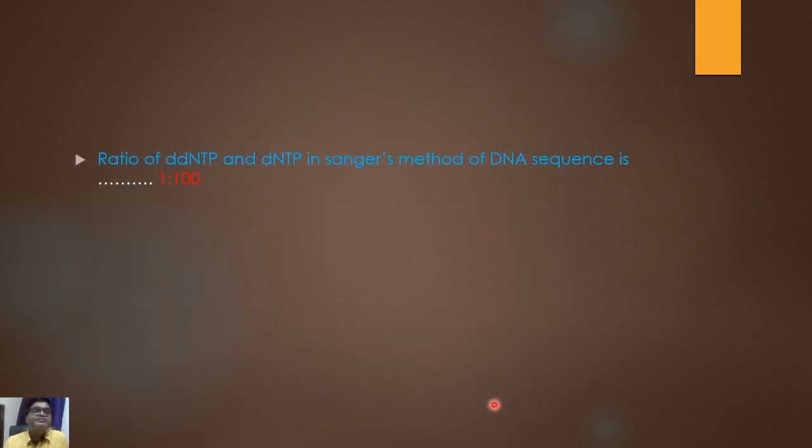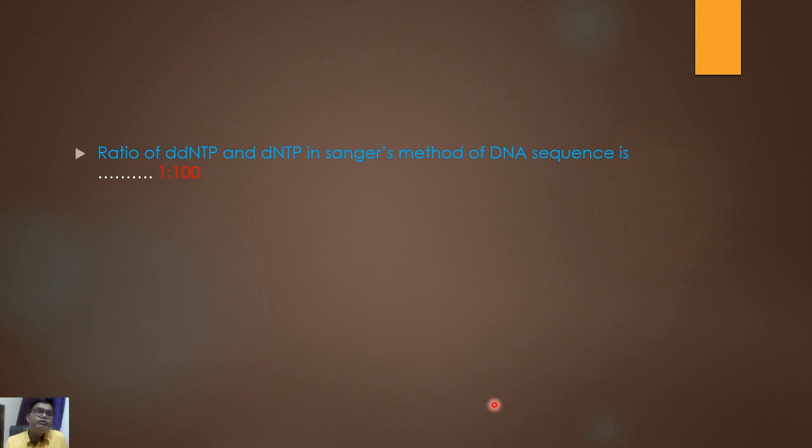Next, ratio. You try to know who discovered DNA sequencing, that is Sanger. So Sanger did the sequencing of protein as well as DNA. So in Sanger's method, what will be the ratio of ddNTP and dNTP? That is 1:100.